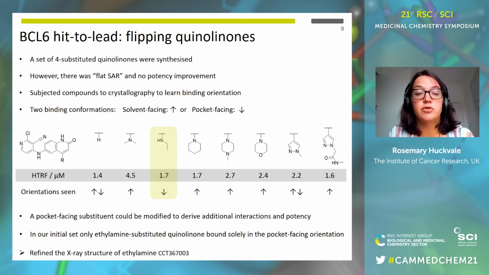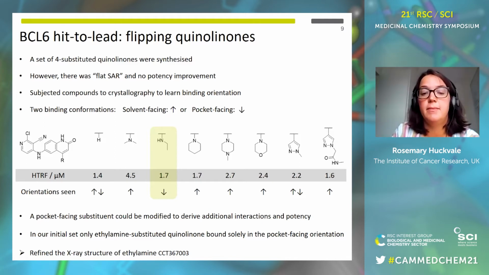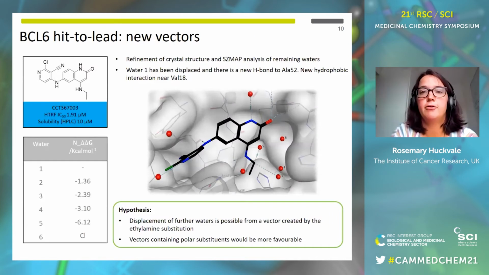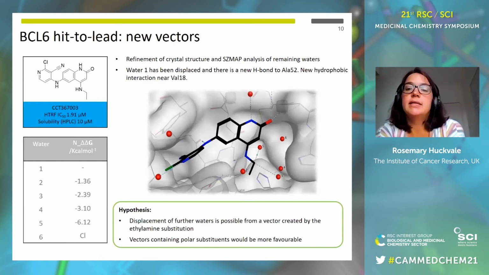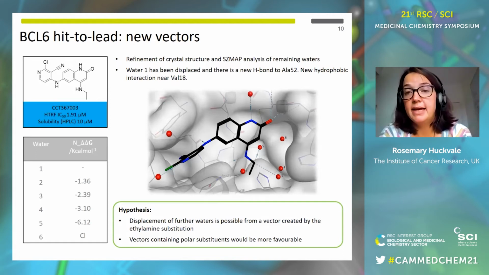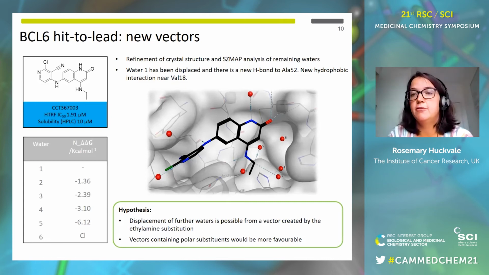So we took this through, we refined the X-ray structure of this ethylamine 003 compound. So we can see here that water 1 has been displaced, and there is a new hydrogen bond between the NH of the ethylamine to alanine 52. The methyl group is actually forming some more hydrophobic interactions in a pocket near valine 18.